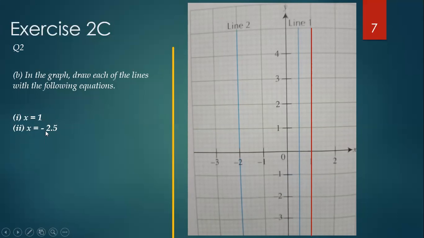And x = -2.5. So the intersection point is -2.5, and you can call it the intercept. So let's find -2.5. It will be somewhere here. And since the equation is starting with x, it will give you a vertical line there.